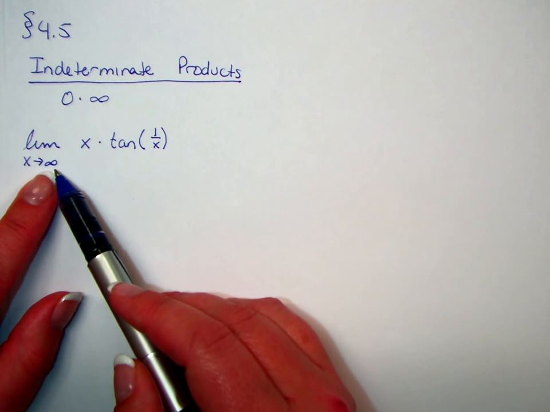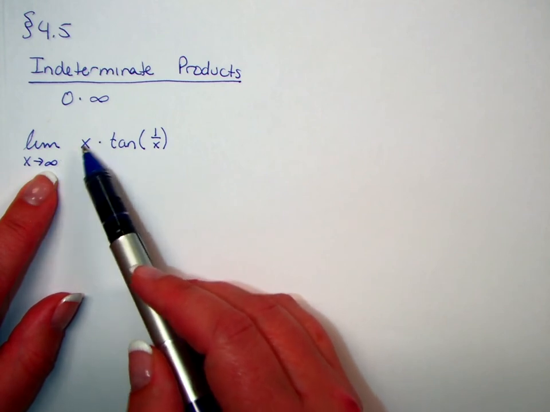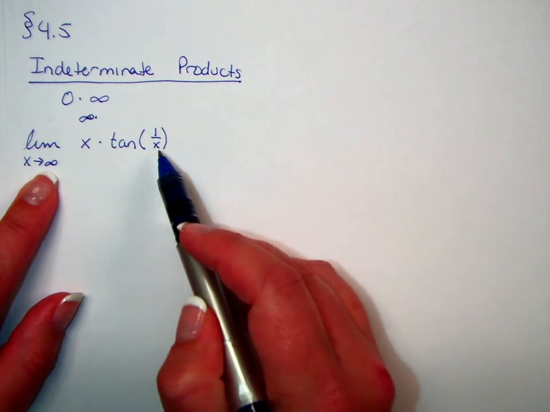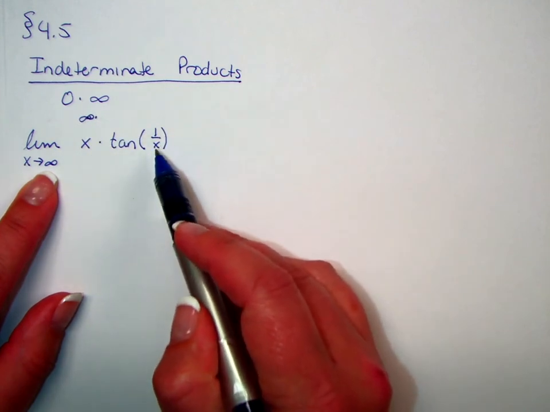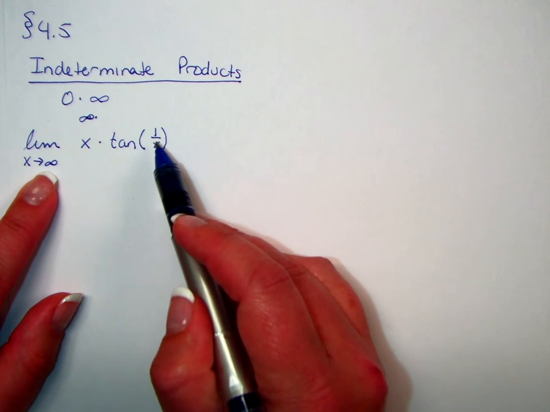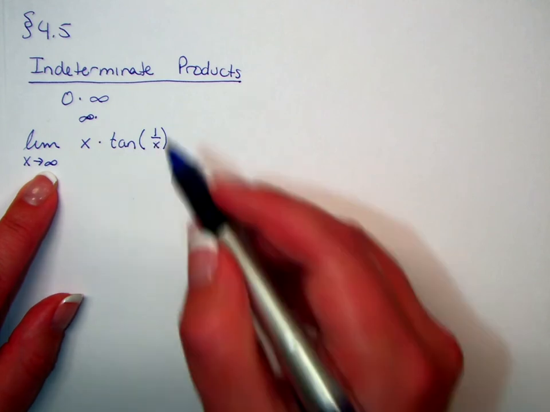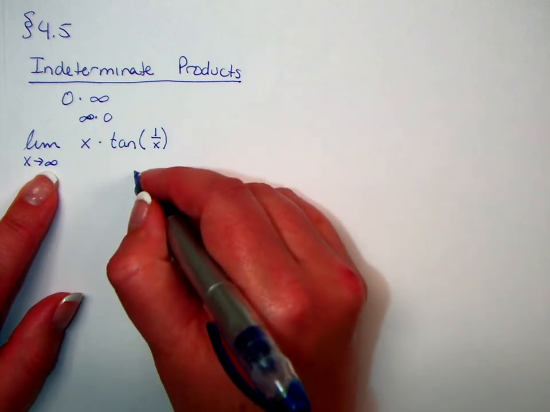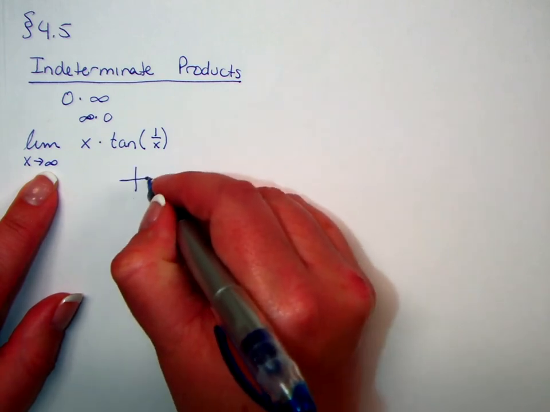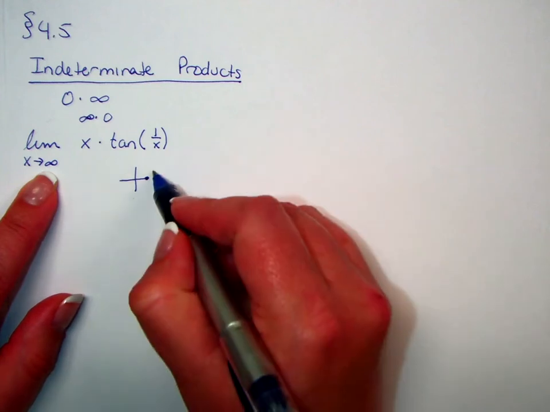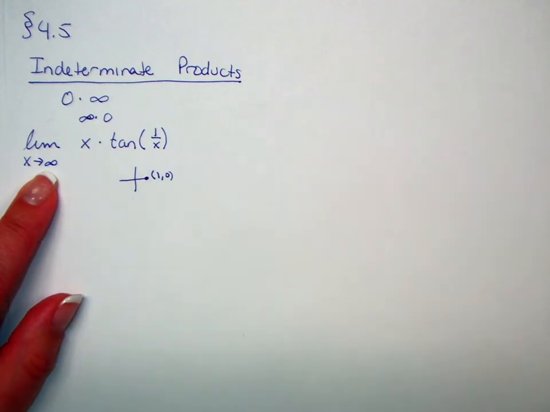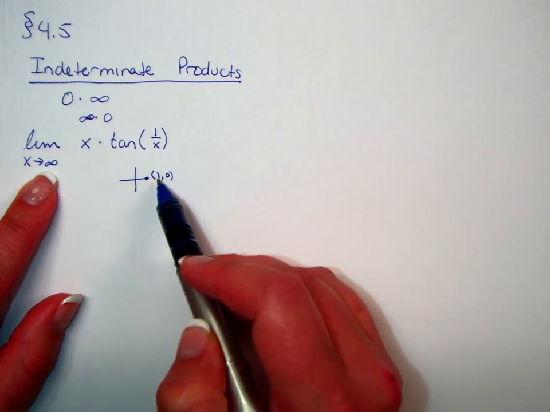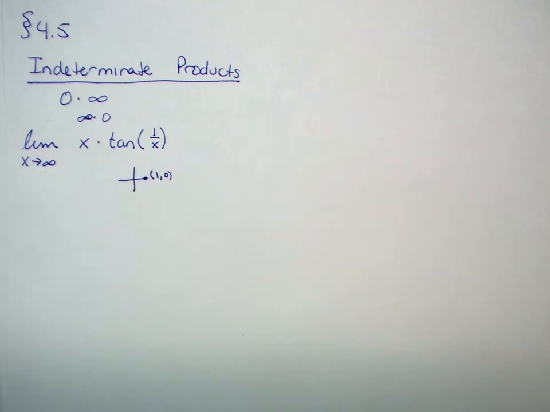So if I let x go to infinity, obviously this first term is infinity. And then if I let the x go to infinity here, 1 over infinity, 1 over a really large number, is 0, right? And tan of 0 is 0, right? We did that in the previous example. If you needed to see that, on the unit circle, 0 degrees is on the x-axis. The point on the unit circle is (1, 0). Tangent is sine over cosine, right? So tan of 0 is 0. So we do get this indeterminate product, right?